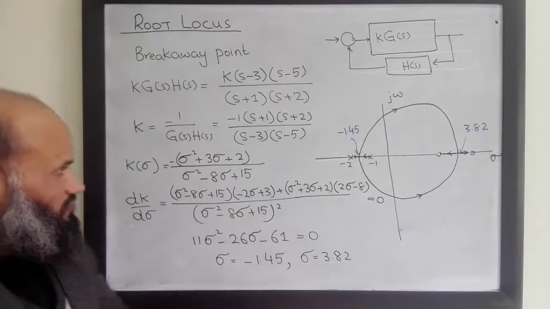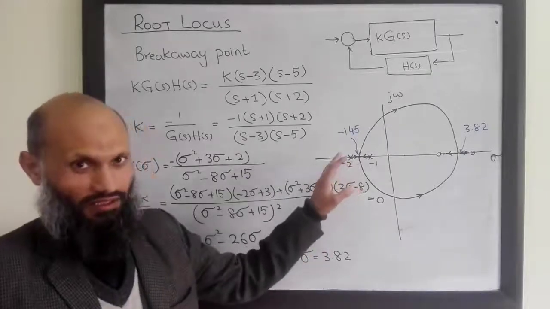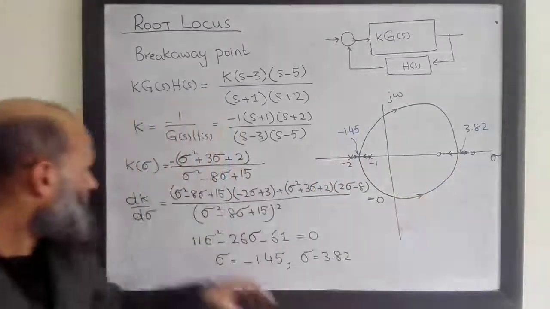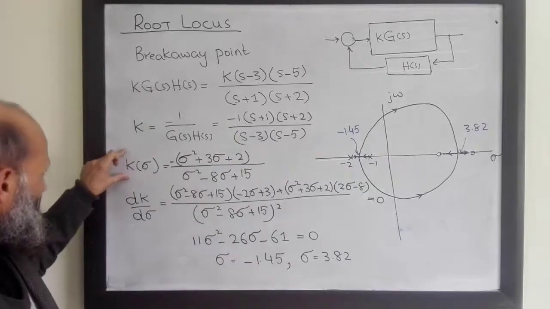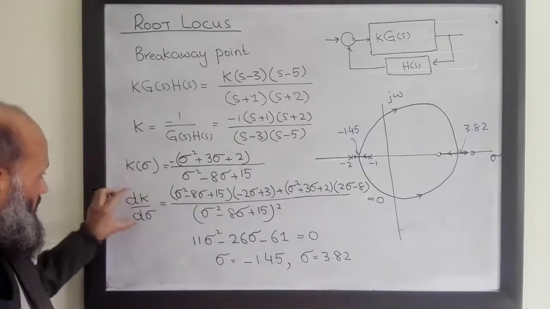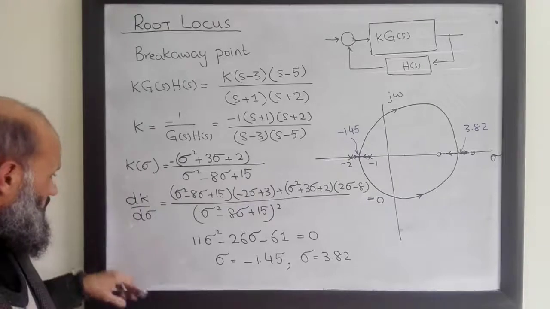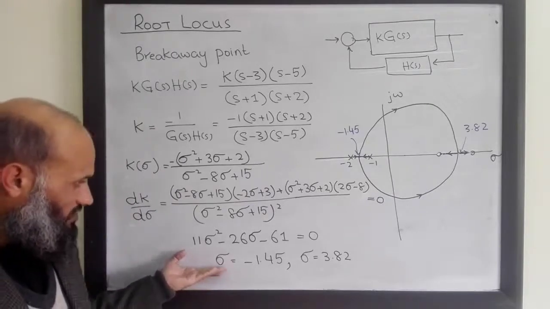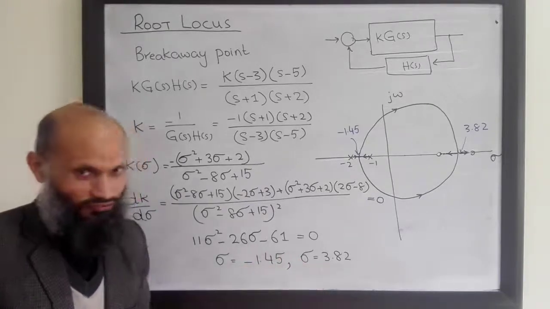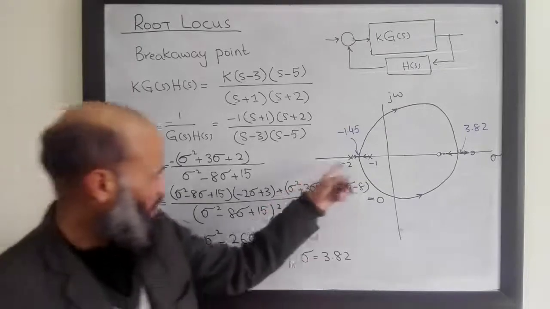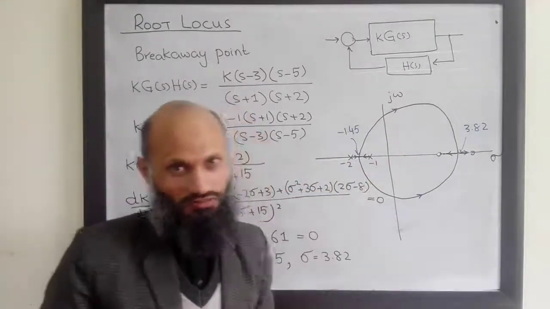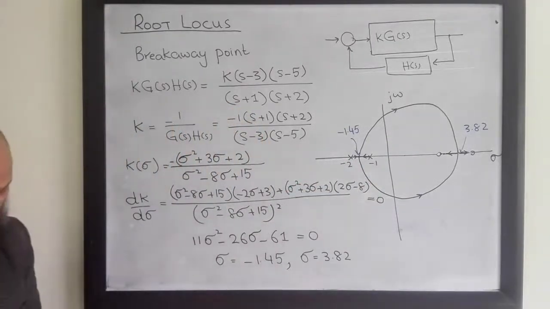So to summarize, to determine breakaway points and break-in points, we write k as a function of sigma, take its derivative, and find the roots. Among these roots, which point corresponds to the breakaway point and which point corresponds to the break-in point can be determined just by observation.